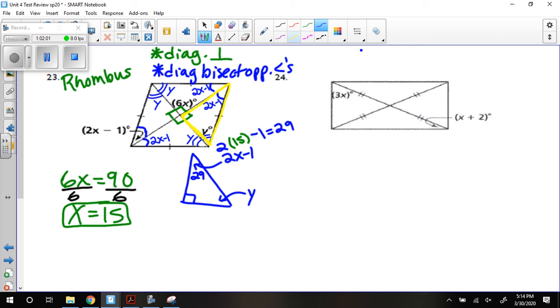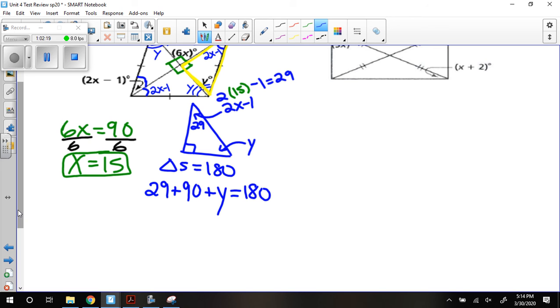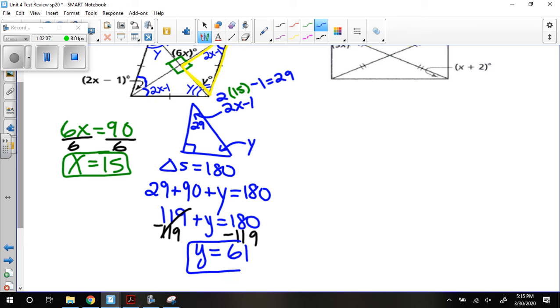So if I know that triangles equal 180 degrees, I can say 29 plus my right angle 90 plus the y that I'm trying to find all add up to 180. Okay, so we've got 29 plus 90 makes 119 plus y equals 180. We can subtract our 119. So y is 61.